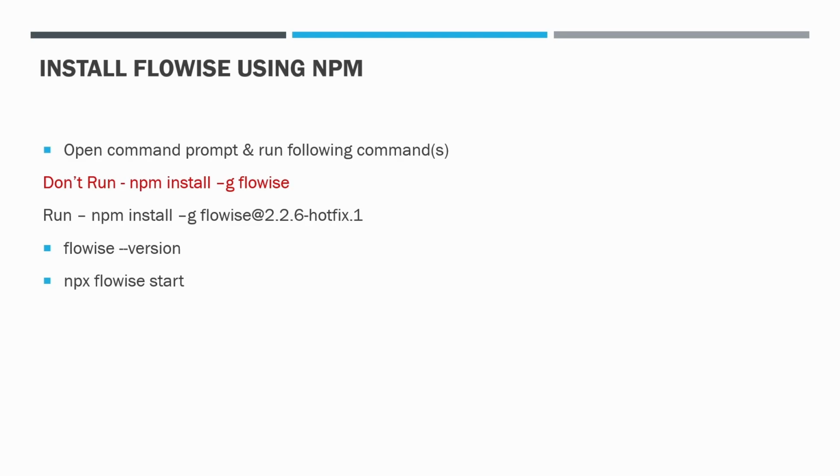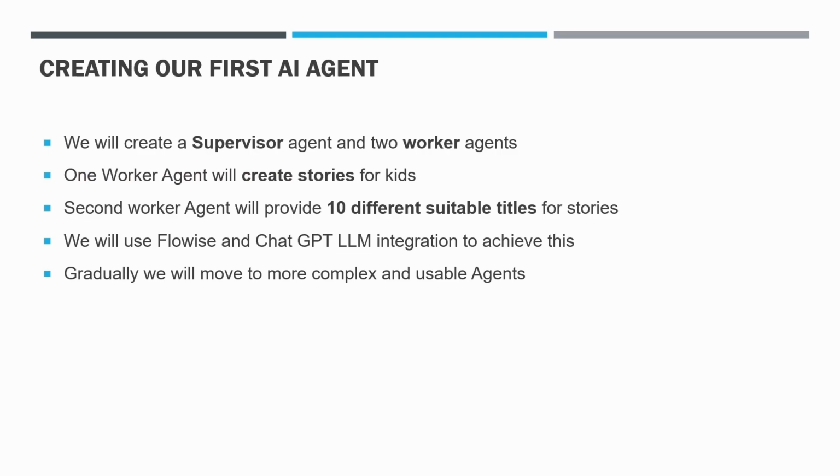Don't use the command mentioned on the Flowise GitHub page that says npm install -g flowise, because that will install the older version of Flowise. That's not what we are looking for. Rather, to deploy the latest version, you have to use the command flowise add, and then you have to give the version. Then we'll validate the Flowise version, then we will start Flowise, and we will see if we are able to connect to Flowise using the browser. And then we will move forward and create our first agent.